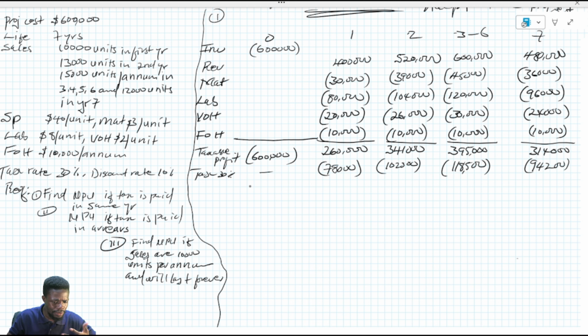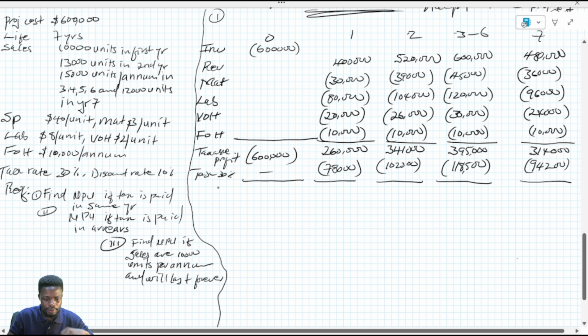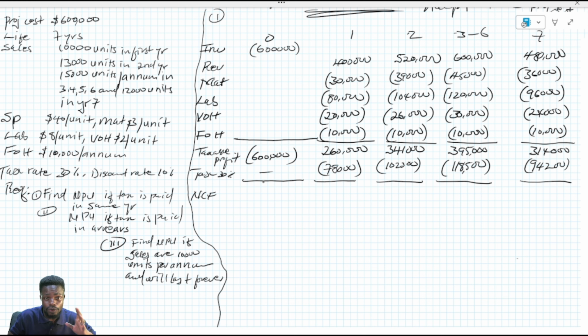Having got the tax, is there any other income, cash inflow, outflow? There's no scrap value in this question. Then you just go with what is given to you. So you deduct your tax. Class, how do you call this one? Tax is deducted. You call it net cash flow, NCF. Net cash flow. So for your net cash flow, you bring your investment.